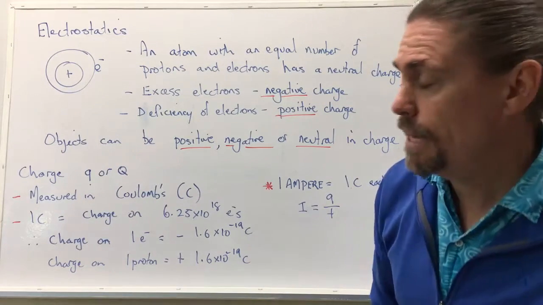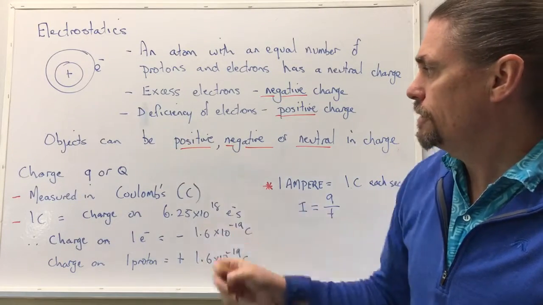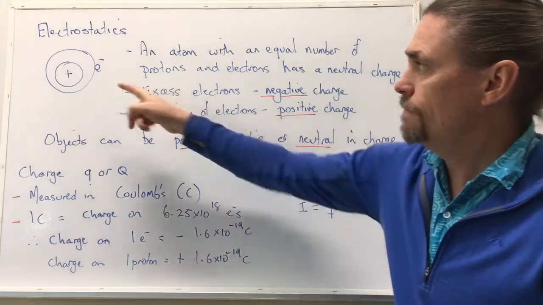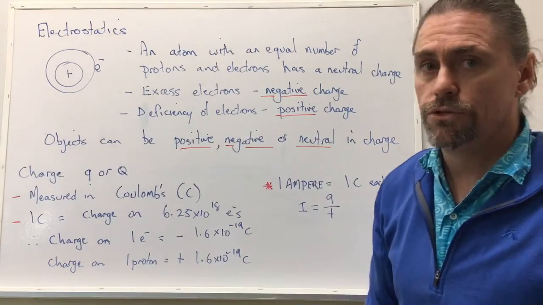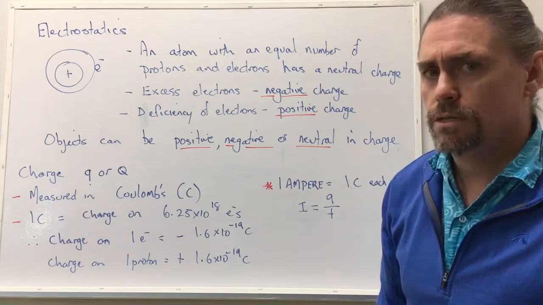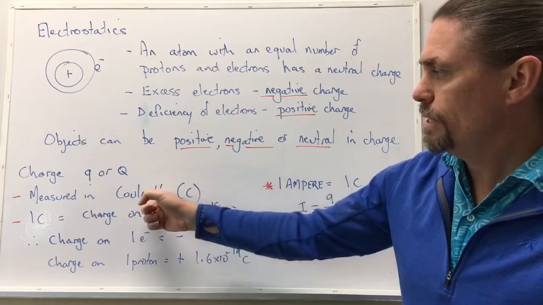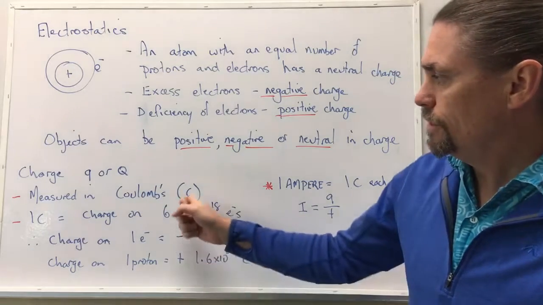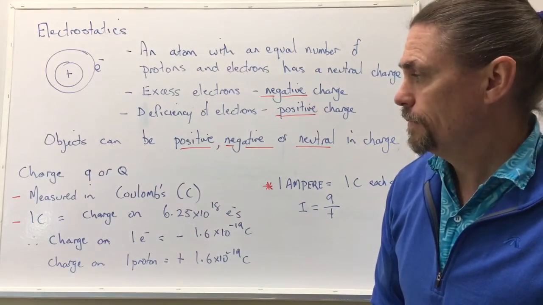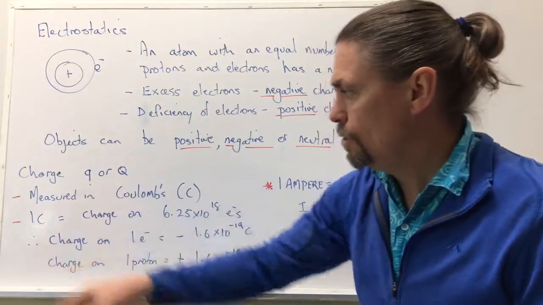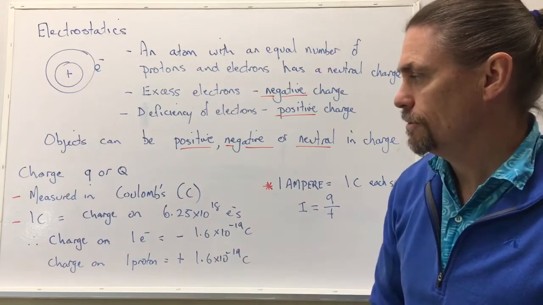We can also say this about objects as well. So objects can be what's called positively charged, negatively charged, and if the number of protons and electrons are equal, then it can be what we call neutral in charge as well. So what's this concept of charge and how do we measure it? Well, we measure it in a unit called Coulombs, which is given the symbol capital C, and we define 1 Coulomb as the charge on 6.25 by 10 to the 18 electrons.